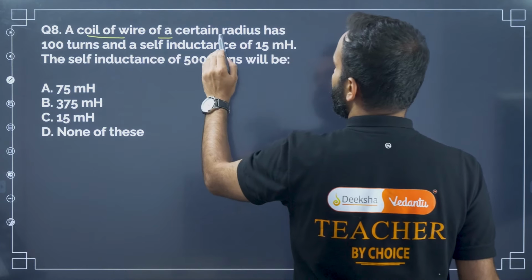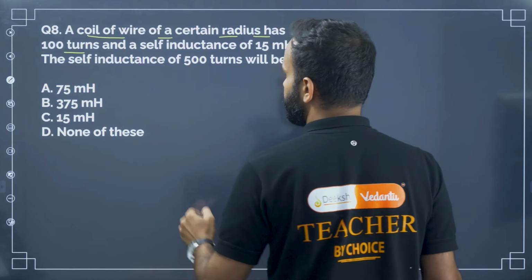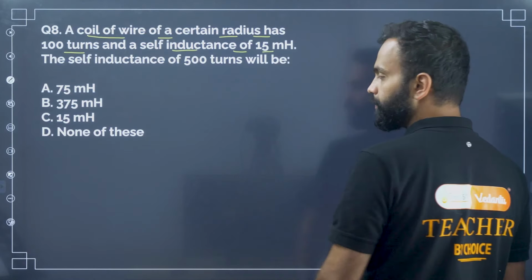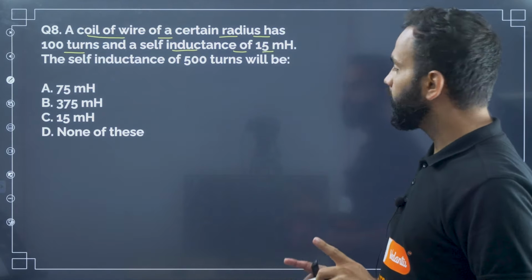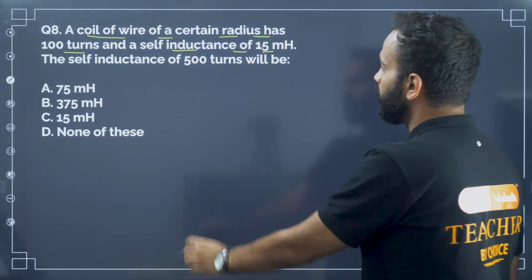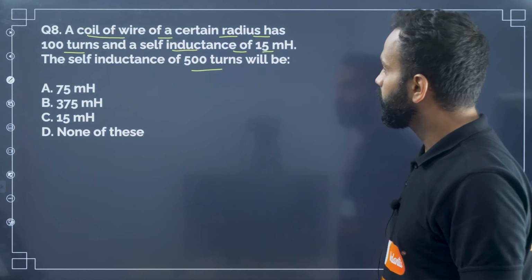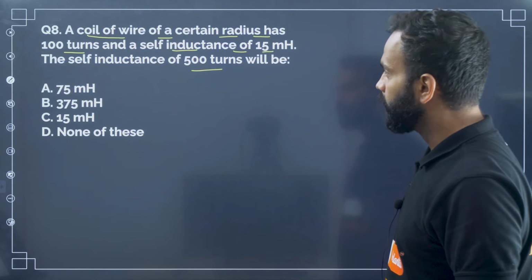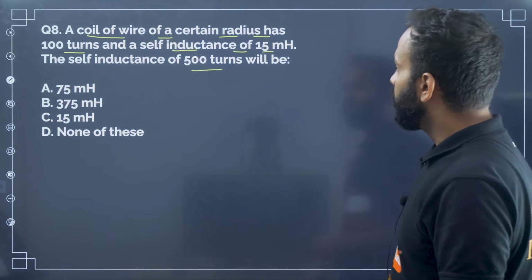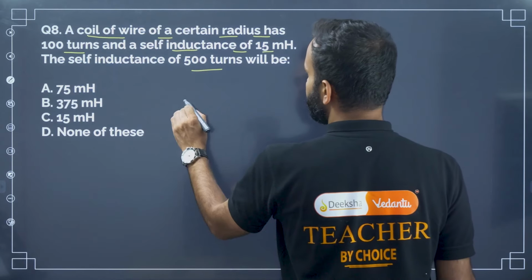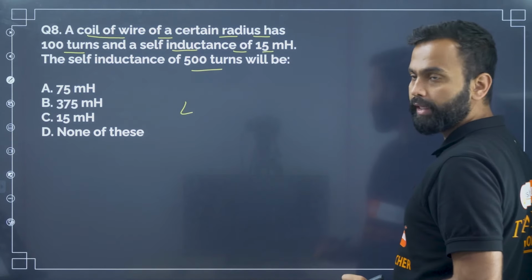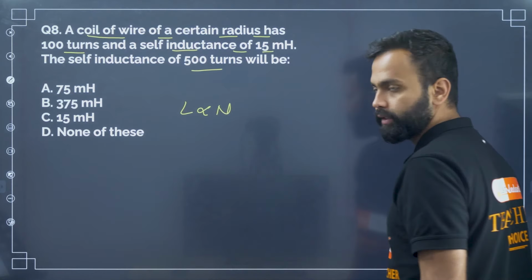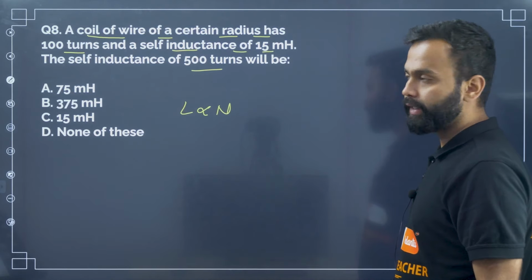A coil of wire of a certain radius has 100 turns, that is N equal to 100, and a self-inductance of 15 millihenry, L equal to 15 into 10 to the power minus 3 Henry. The self-inductance of 500 turns will be, we need to find the self-inductance of the 500 turns. We know that self-inductance is directly proportional to the number of turns in the coil, right?